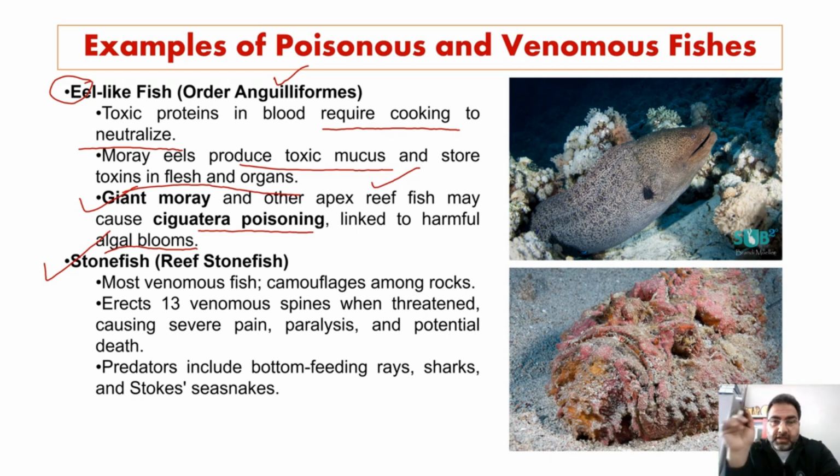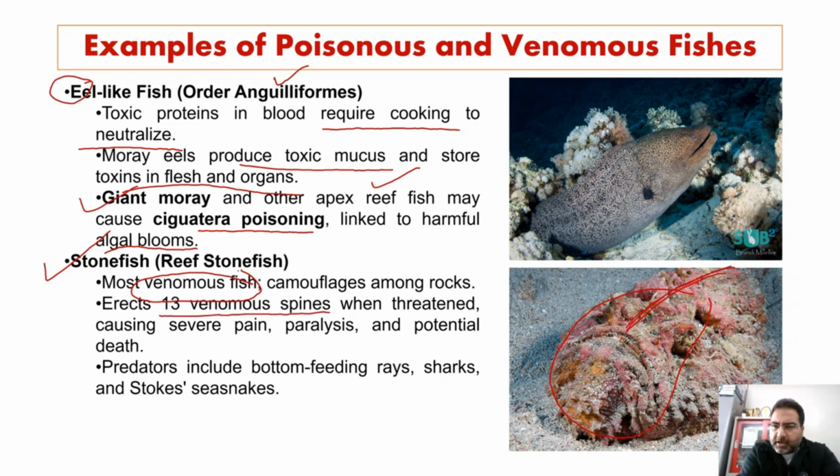Now this stonefish is not a poisonous fish, but we can call it a venomous fish, because we saw in our video that it has a great ability to inject venom or toxin with the help of its dorsal spine into the body of any other animal that steps on it or tries to eat it. It camouflages among the rocks, and it erects 13 venomous spines, almost 13 venomous spines, which are here.